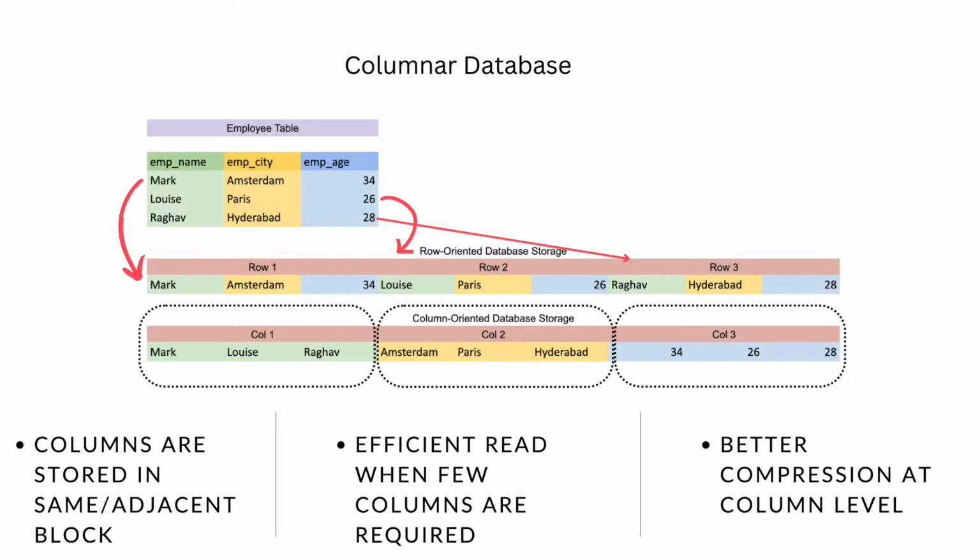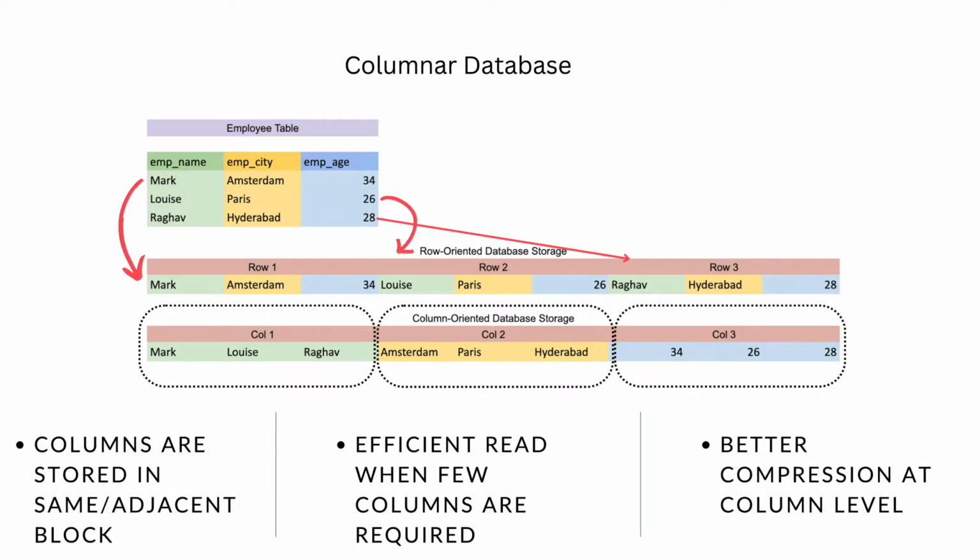Hi, welcome to the new lesson. In this lesson, we'll talk about Columnar database. Columnar database is a data storage strategy where the values or the information is stored on the basis of columns and not on the basis of rows. I'll explain it with the help of a simple example.